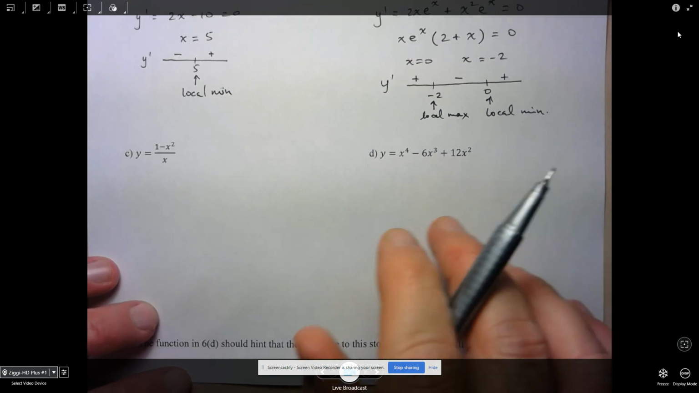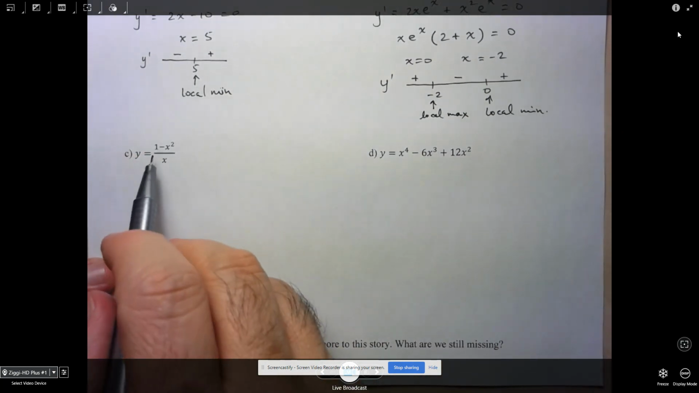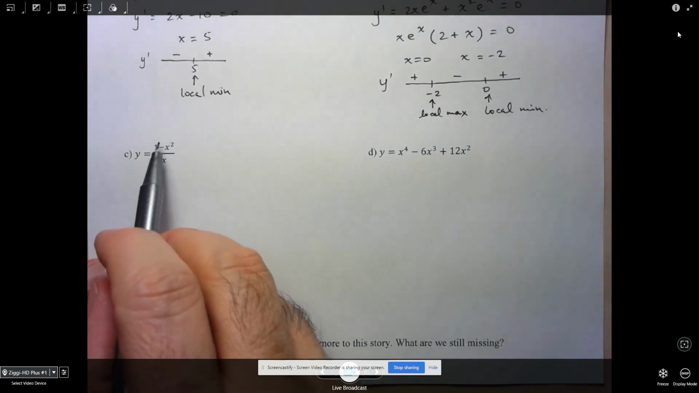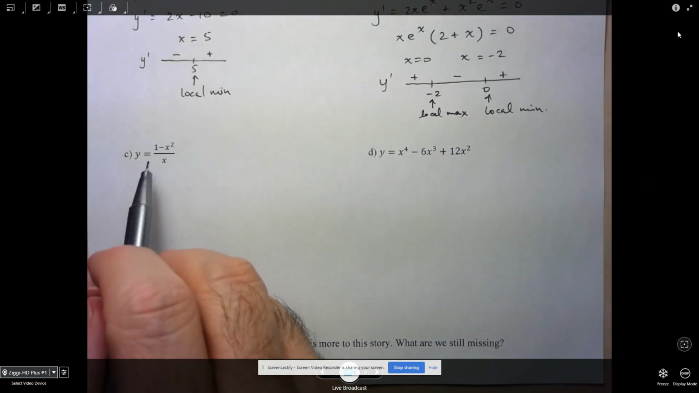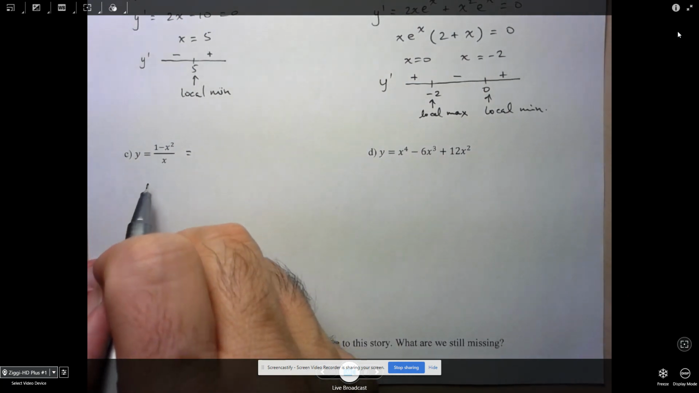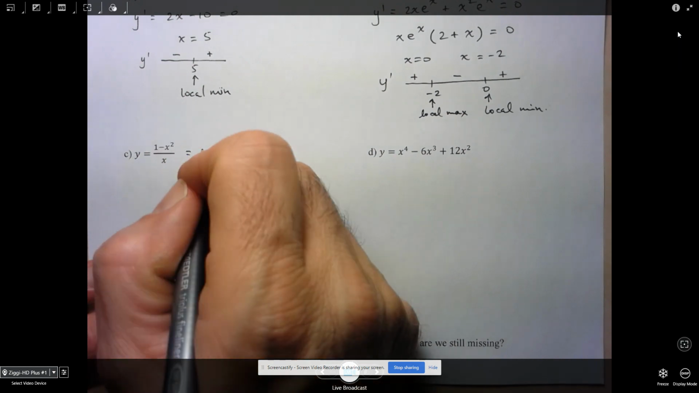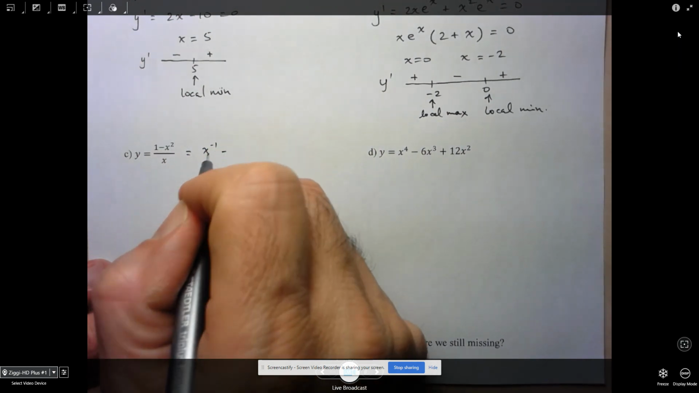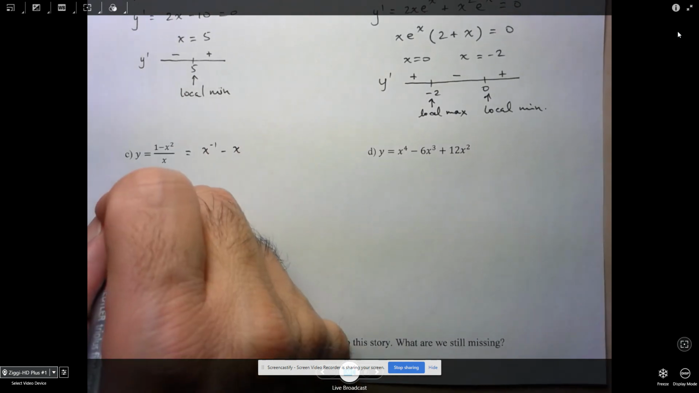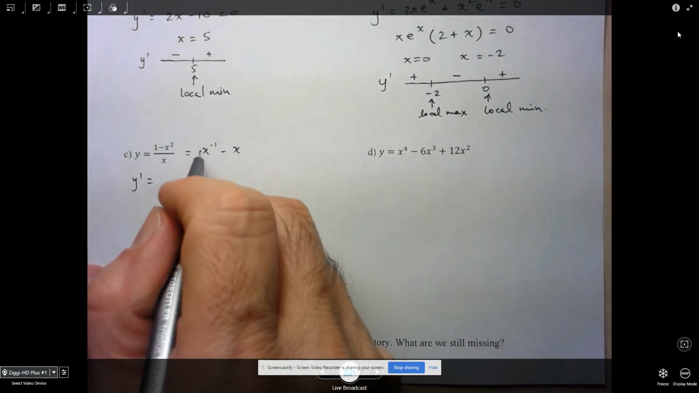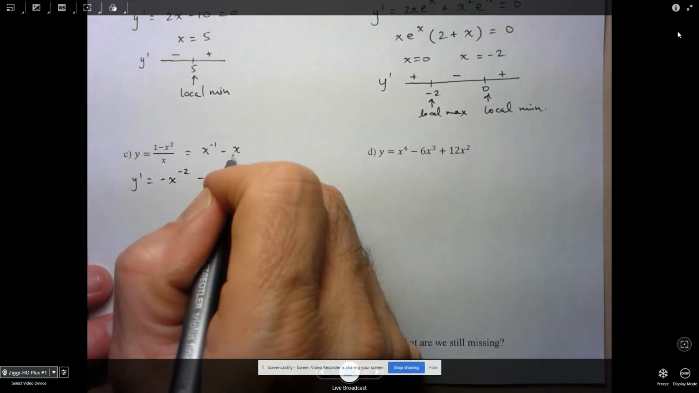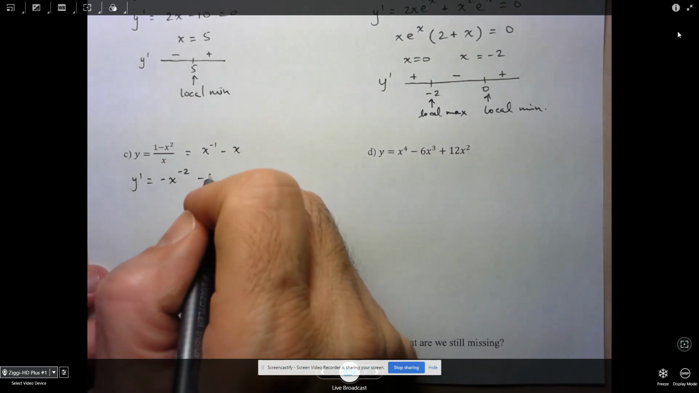Now this one here, you certainly can use the quotient rule to find this derivative, but I hope you saw that you could actually distribute out this division by x. So I can write this as 1 over x, so x to the negative 1, minus x squared over x, which is just equal to x. A lot easier to find the derivative. So y prime: the derivative of the first is negative 1 times x to the negative 2, minus the derivative of x, which is just equal to 1.